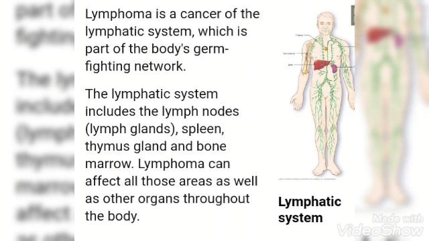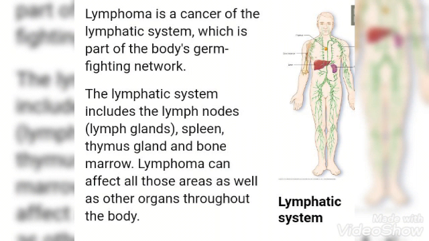Last time we took an idea of what lymphoma is. Lymphoma is a cancer of the lymphatic system, which is part of the body's germ-fighting network. The lymphatic system includes the lymph nodes, lymph glands, spleen, thymus gland and bone marrow. Lymphoma can affect all those areas as well as other organs throughout the body.